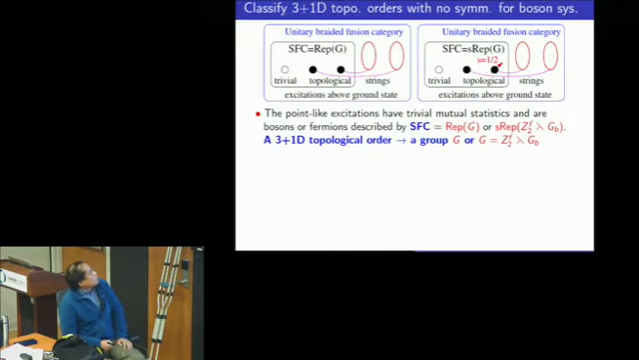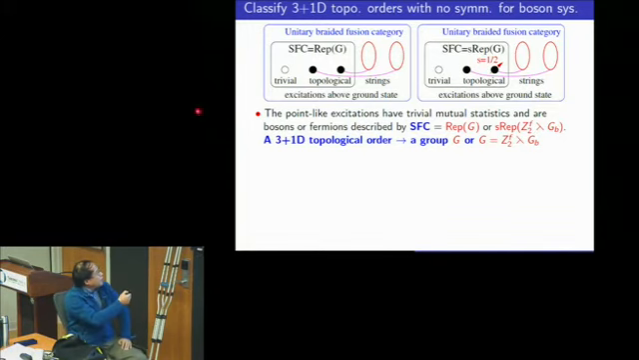To discuss 3-dimensional or 3+1 dimensional topological order, we should notice that there's a point-like excitation and there's a string-like excitation. Just like in a Z2 gauge theory, we have a Z2 charge, which is a point-like excitation, and this Z2 flux is a string-like excitation. So basically, we have to deal with both point-like and string-like excitations. Okay, that's the first point.